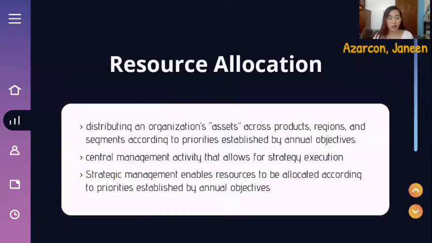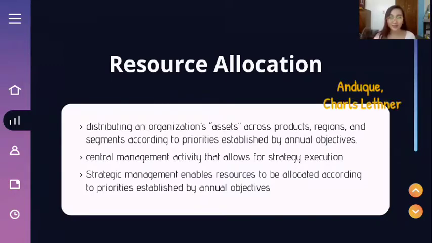Resource allocation is a plan for using available resources, distributing an organization's assets across products, regions, and segments according to the priorities established by annual objectives. Resource allocation is a central management activity that allows for strategy execution. Strategic management enables resources to be allocated according to priorities established by annual objectives. So, the real value of any resource allocation program lies in the resulting accomplishment of its objectives. So, the next topic about managing conflicts will be discussed by Mr.